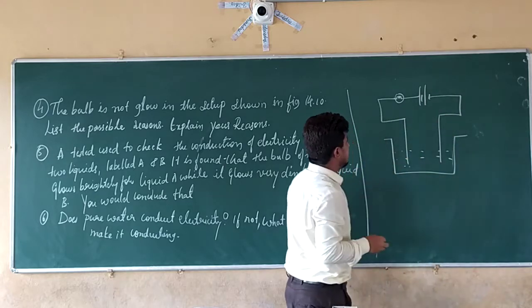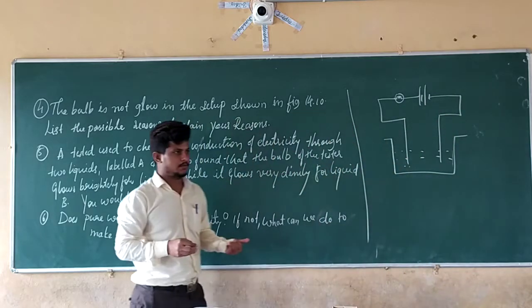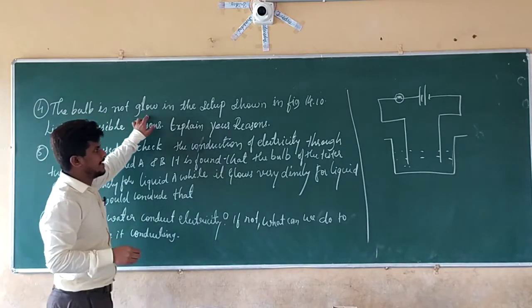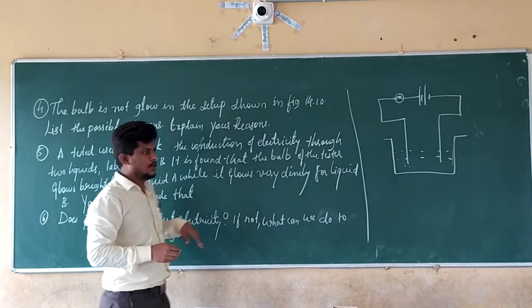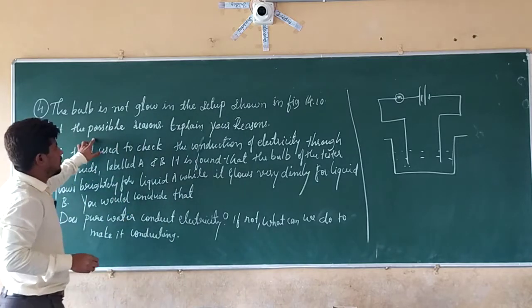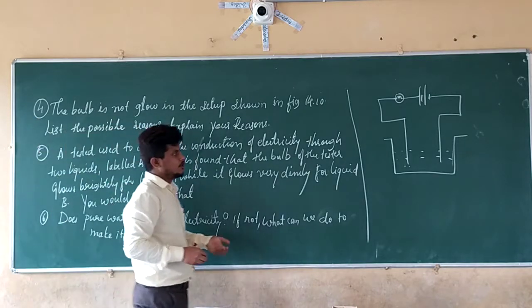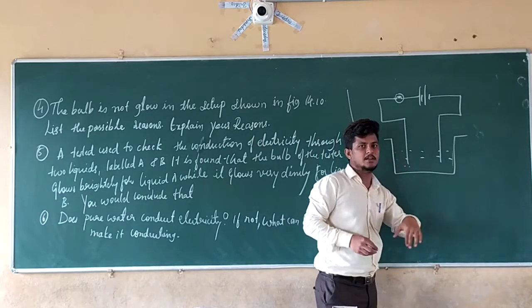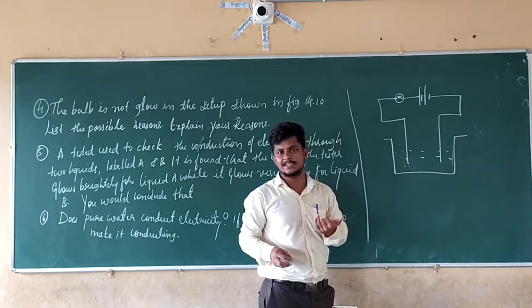Here in this case, the bulb is not glowing. The question is: the bulb is not glowing in the setup shown in Figure 14.10. List the possible reasons. Explain your reasons. So we have made the setup like this, and the bulb is not glowing. What will be the possible reasons here?